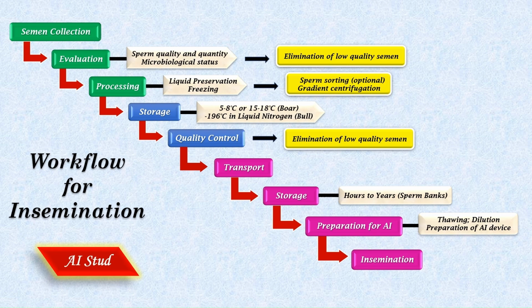Both thawing and dilution of semen can be done before insemination, depending on the situation. The frozen semen is rapidly thawed at 37 degrees Celsius in a water bath to minimize damage to the sperm, and then further diluted with medium. Preparation of suitable artificial insemination device is required to carry out insemination.